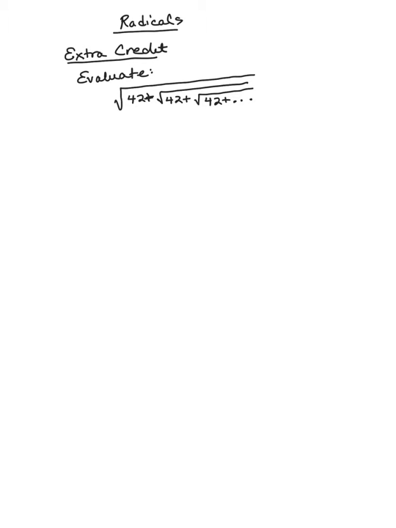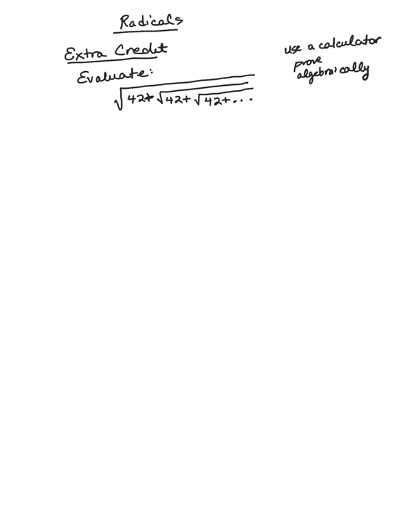It would be a good idea to use a calculator and then try to prove your result algebraically. What's interesting about this square root is that we have nested square roots: the square root of 42 plus, and then the square root of 42 plus, etc., etc. Okay, well, while you're thinking about that, let's just review a little bit on radicals.